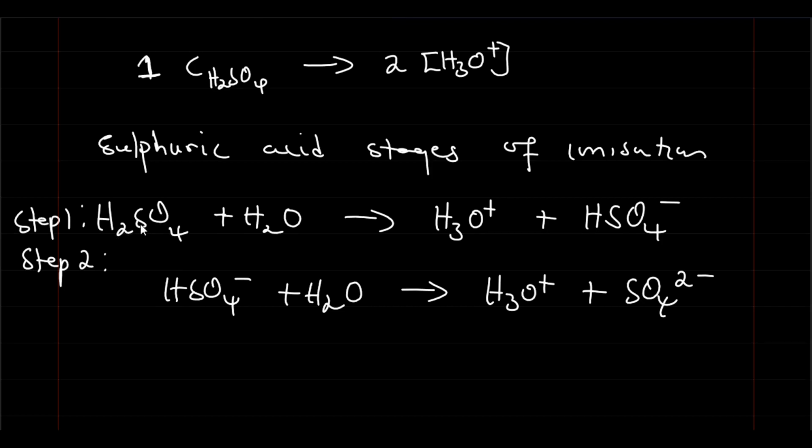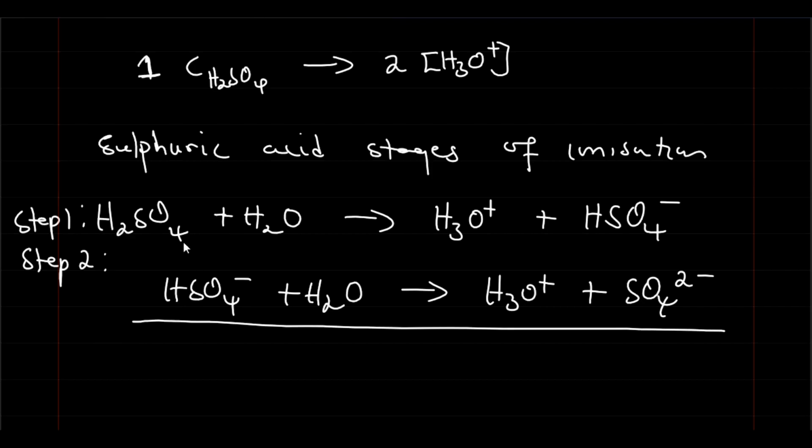Here one proton was donated to the water molecule, and then hydronium was formed, and the anion was formed, which is the hydrogen sulfate. Also, in the second step, the hydrogen sulfate reacted with water and donated hydrogen to water, and then hydronium ion was formed, and what? The sulfate ion was formed. So how does it become what I showed, that the complete reaction of sulfuric acid gives us two molecules of hydronium ion? This is what happens.